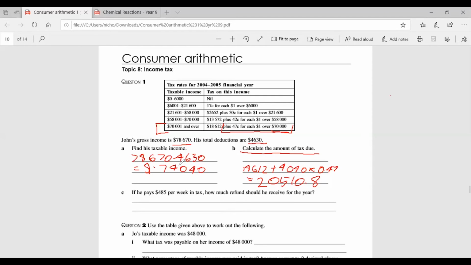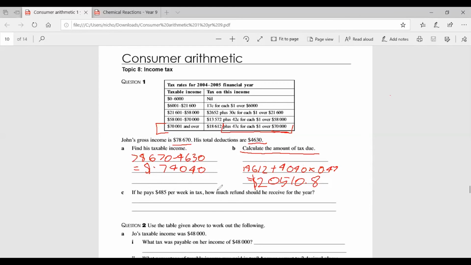So he gets paid $78,670. He has a taxable income of $74,040, so that's the money he's paying tax on. And then he actually pays $20,500 in tax, right? That's quite a bit in tax, actually. That's almost a third of his income.